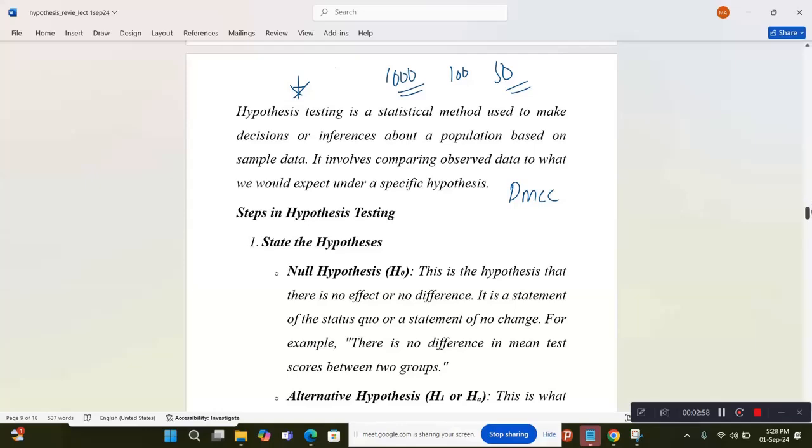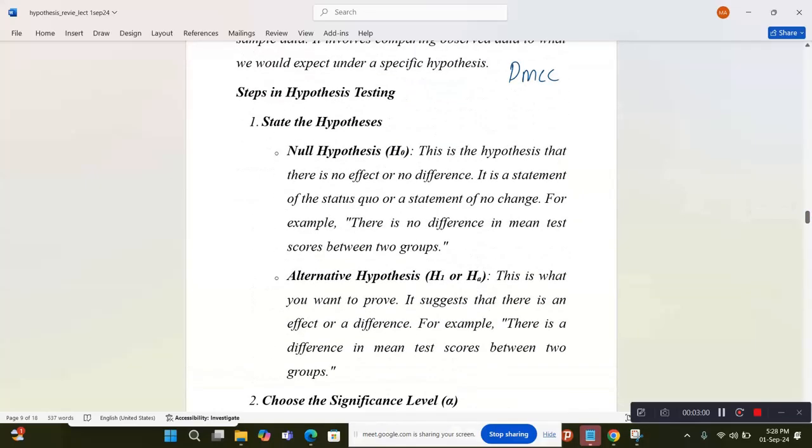The steps that are always involved: one, we need to state the hypotheses. If it is involving the PMCC, the product moment correlation coefficient, in most cases the null hypothesis involves your statement regarding rho. What is the value of rho? The null hypothesis always takes rho equal to 0.